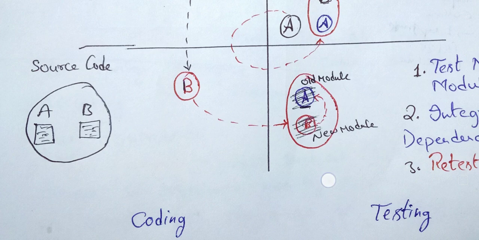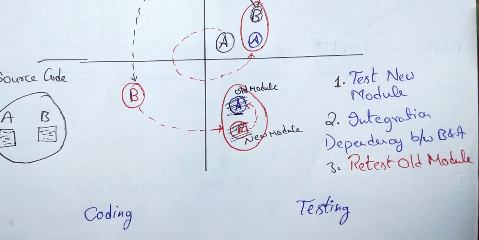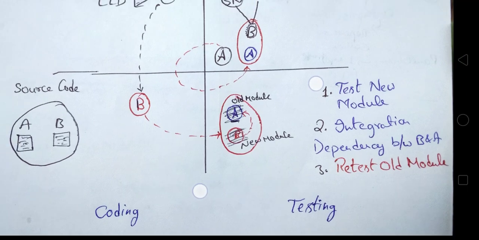Okay. In the testing part, here we first test the new module B. After that, we have to test the integration between the B module, which is the new module, and the old module. After that, we have to test the old module. Integration dependency means data flowing between the B and A module. Got it?